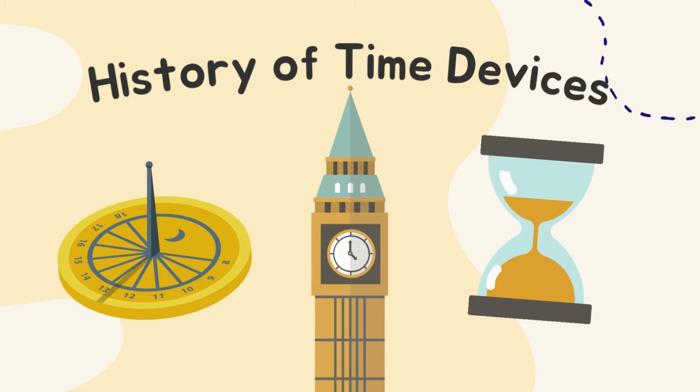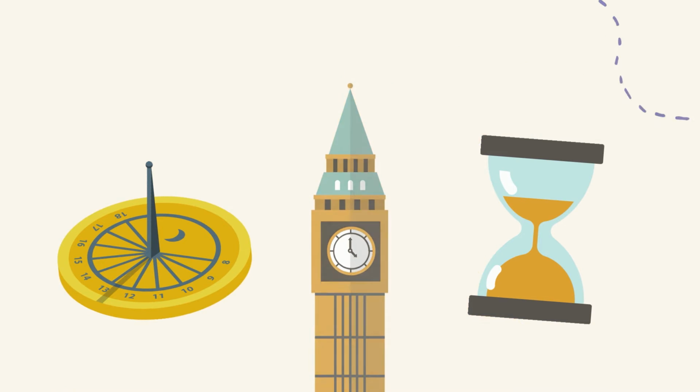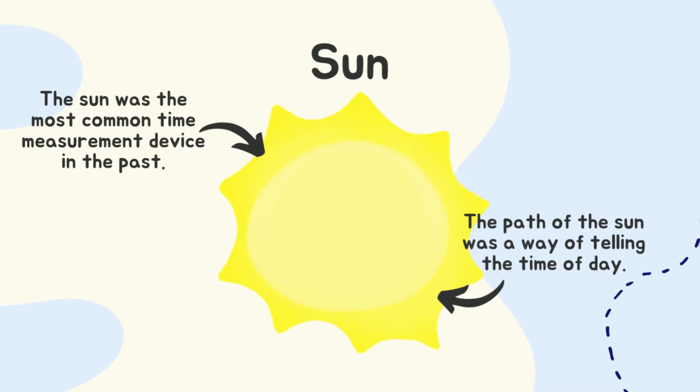So how do we measure and tell time? Let's have a quick history of what we humans have been using to tell time. There are many devices that are used to measure time. In ancient times, the sun was the most common time measurement device. How? People would use the path of the sun as a way of telling the time of the day.